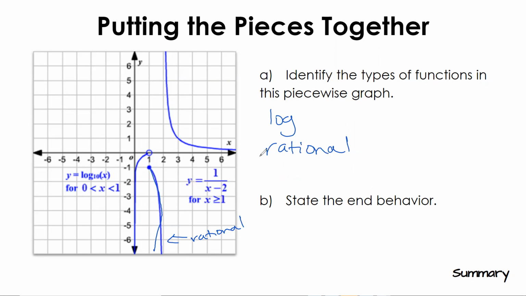All right, so we're going to state the end behavior. So where does the function actually end up? As we move to the right, as our x values are moving to the right, what's happening to our y values? Where are they getting closer and closer to? Not negative infinity. Where are they getting closer to? There's a horizontal asymptote at 0, right? So y is approaching 0.